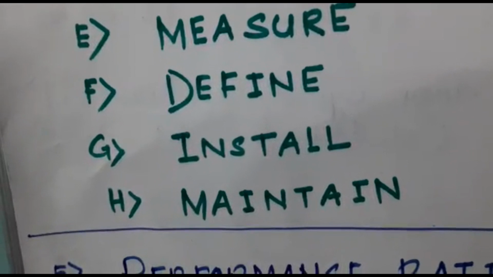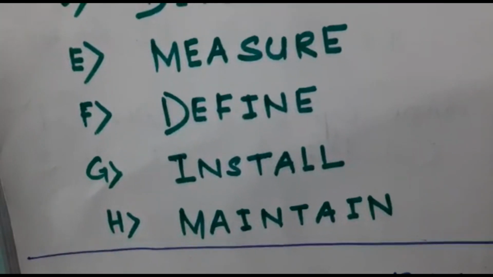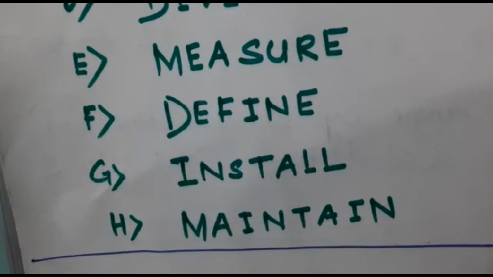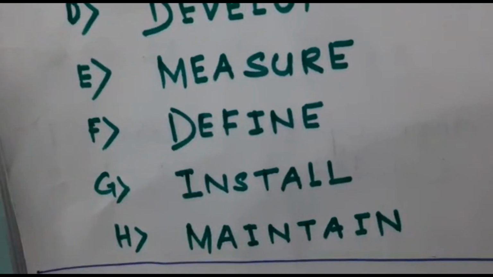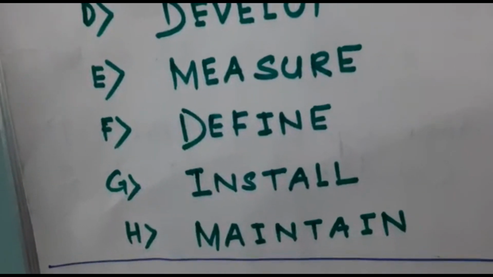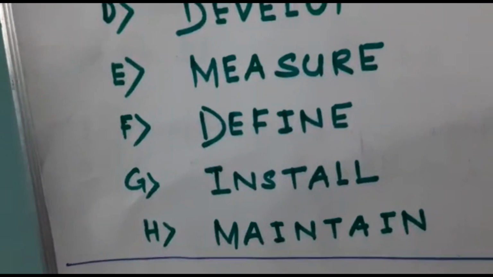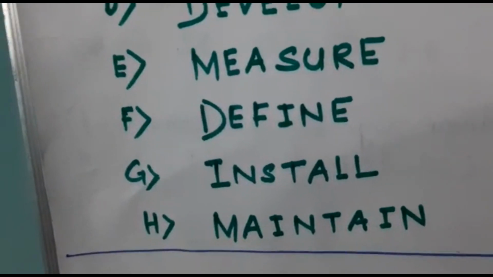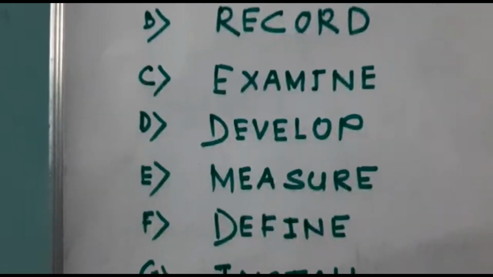And finally, the last step is maintain. We as human beings have a tendency to go back to our old methods of doing the job. So it has to be ensured that the newly developed method is followed by having certain control procedures or by maintaining certain control procedures. So these are the steps of work study.